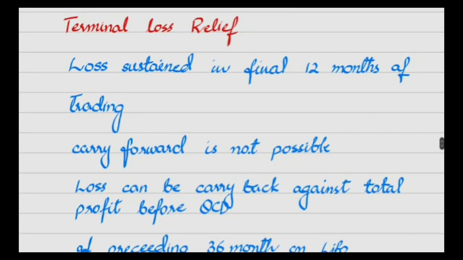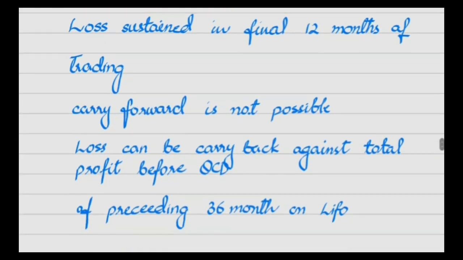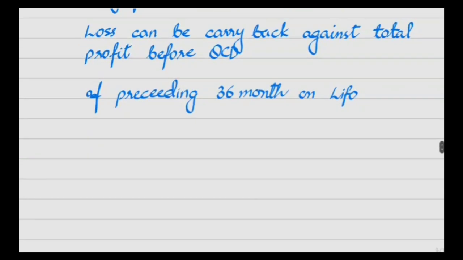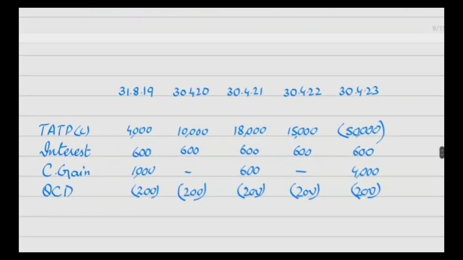Next is terminal loss relief. This is loss sustained in the final 12 months of trading. Carry forward is not possible, but loss can be carried back against total profit before QCD. And for the preceding 36 months, अब हमें 36 months का period available है to set off our losses.